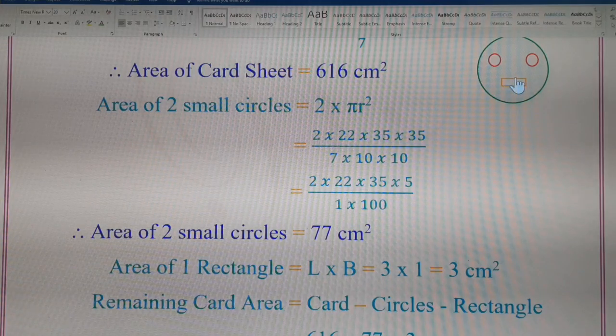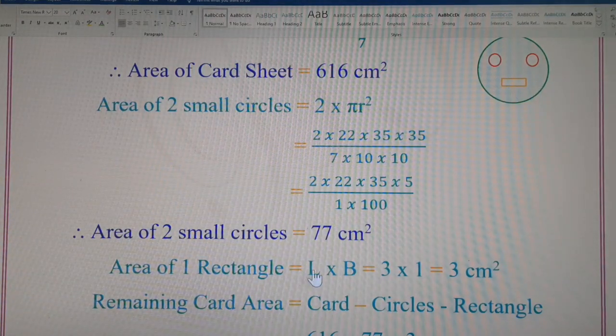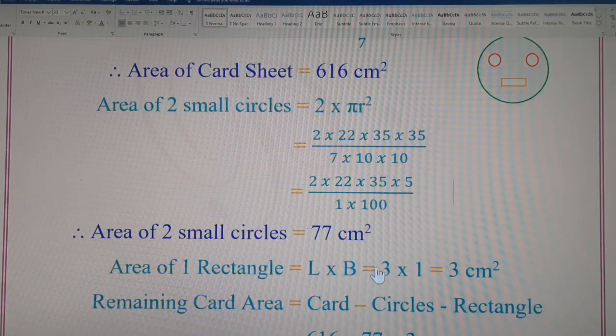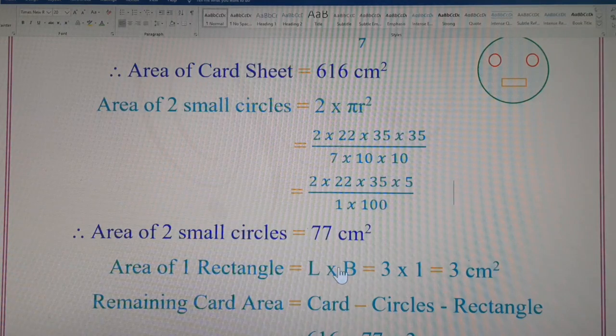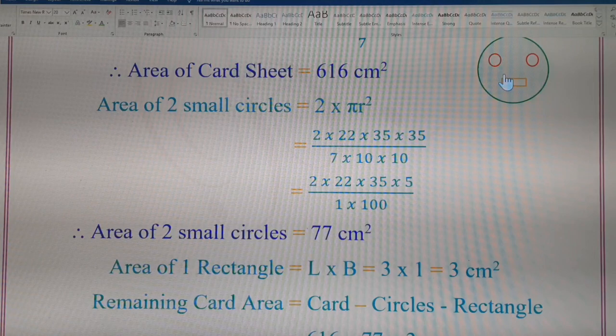Now we have to also calculate the area of the rectangle. Area of rectangle is length into breadth. That means the length is 3 centimeter and breadth is 1 centimeter. If we multiply and calculate, we'll get length into breadth as 3 into 1. 3 ones are 3. So area of this rectangle which is cut out from the card sheet will be 3 centimeter square. Now we have to find out the remaining area of the card sheet.